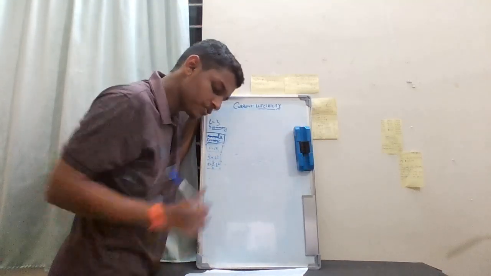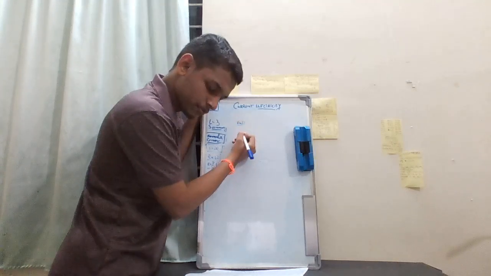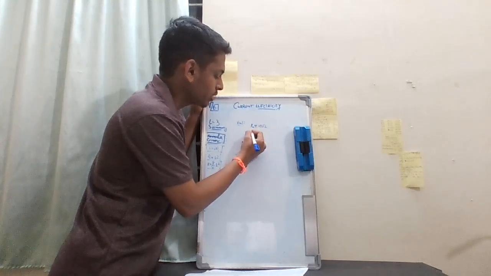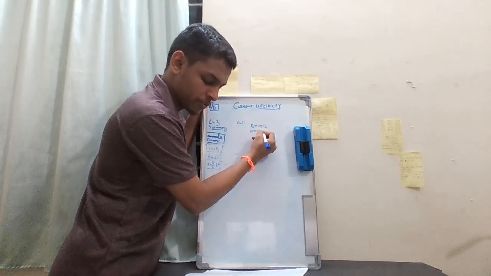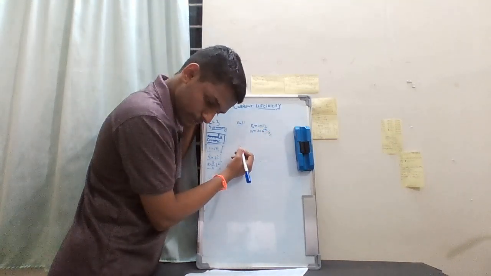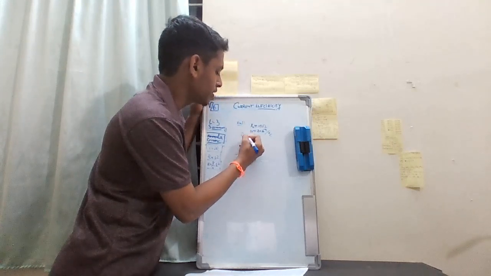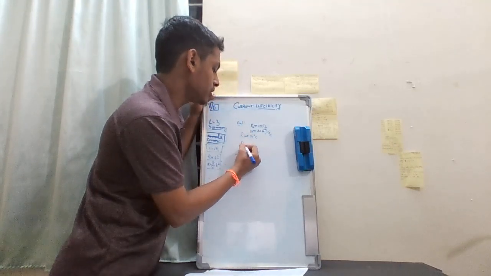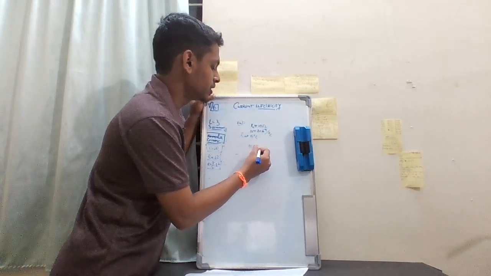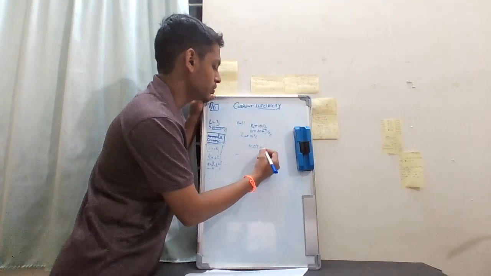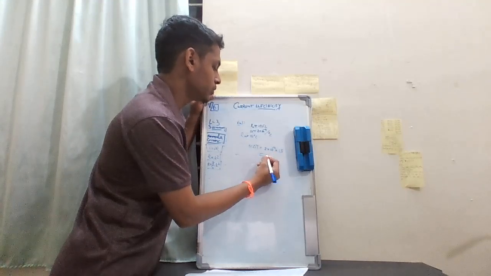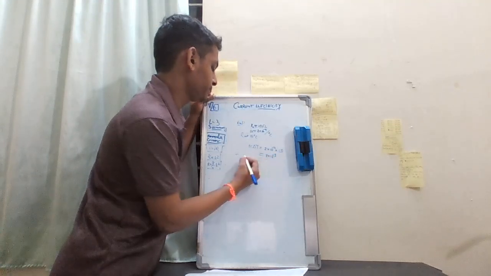Next up, we have one of the examples. Example 1: if R naught is given as 10 ohms and alpha is given as 2 into 10 power minus 4 per degree centigrade, what would be the resistance at 15 degrees Celsius? So first of all, we have to check alpha delta T. Here T minus 0, so 2 into 10 power minus 4 into 15, so 3 into 10 power minus 3.